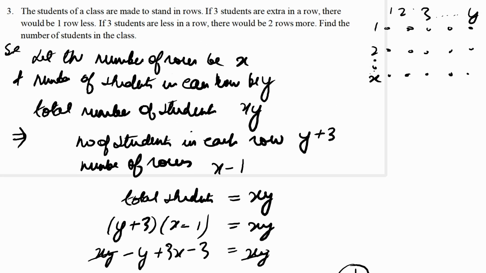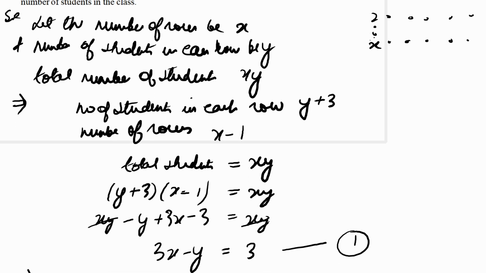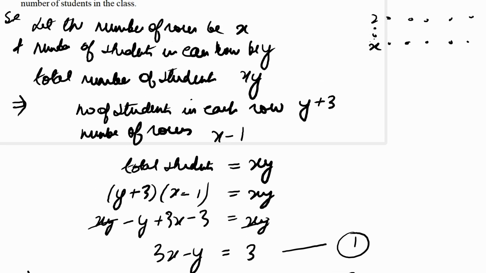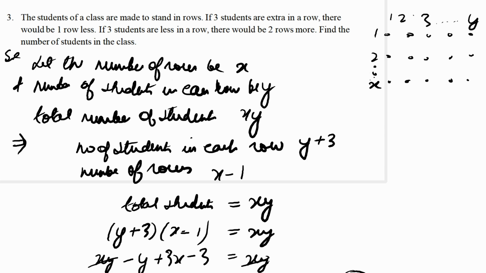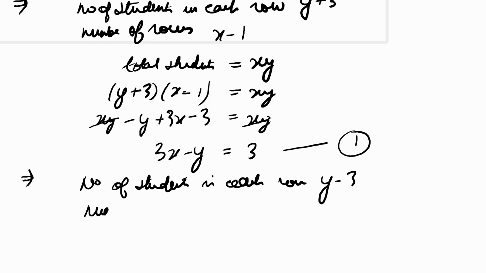Now what is the second condition? The second condition is, if 3 students are less in a row, there would be 2 more rows. So the number of students in each row is y minus 3. If there are 3 students less in each row, there would be 2 more rows, so the number of rows is x plus 2.